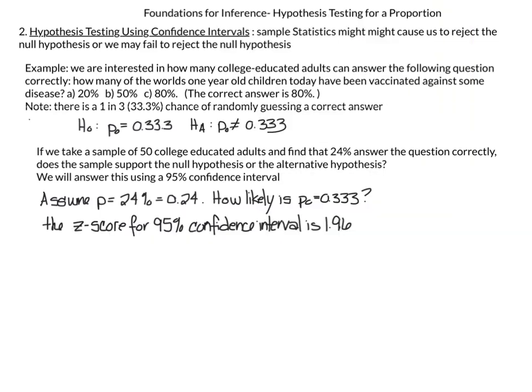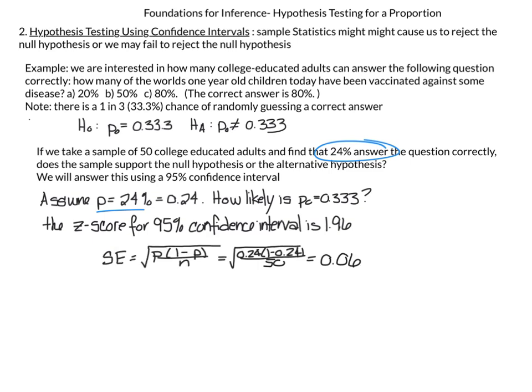So I'm going to write this down. We're going to take p hat and assume that p equals p hat. Okay, so we took this from our survey and it's 24% or 0.24. So how likely then is our p naught of 33%? And we said the z-score for the 95% confidence interval is 1.96.